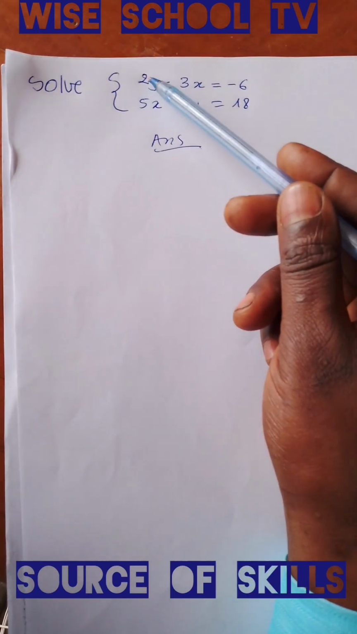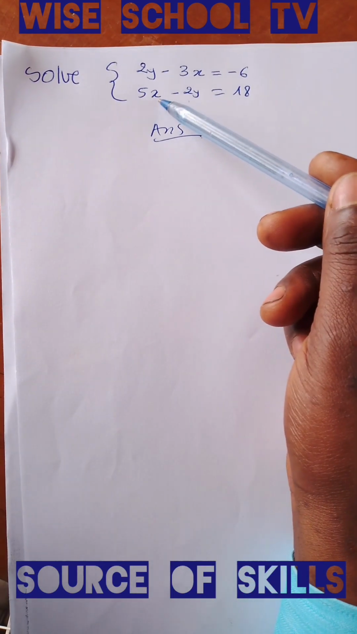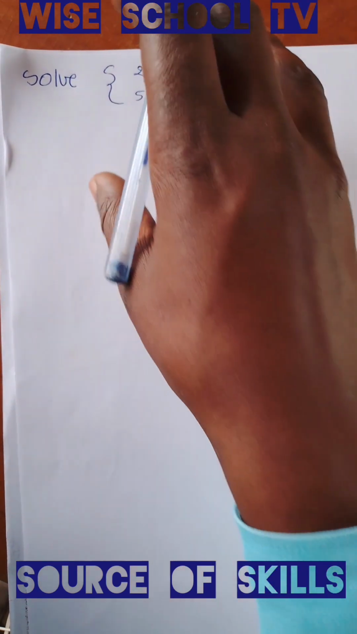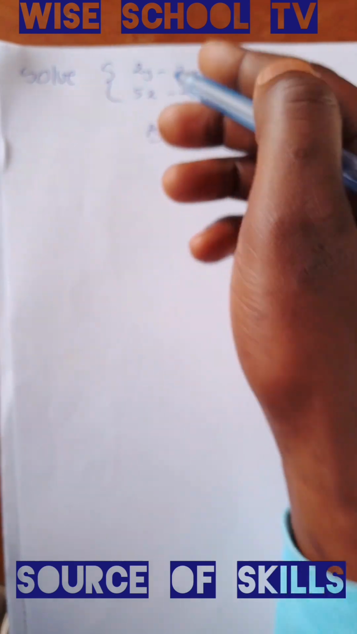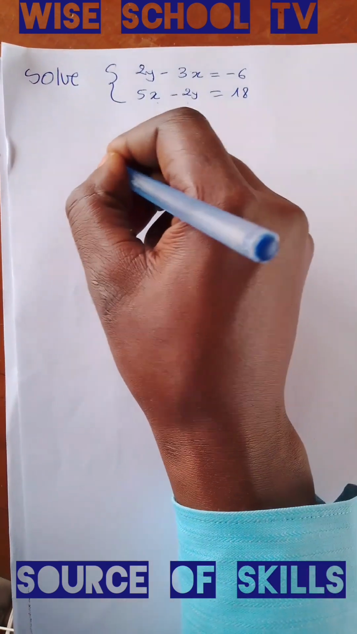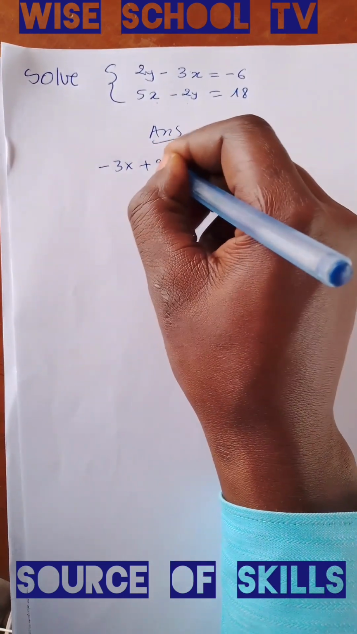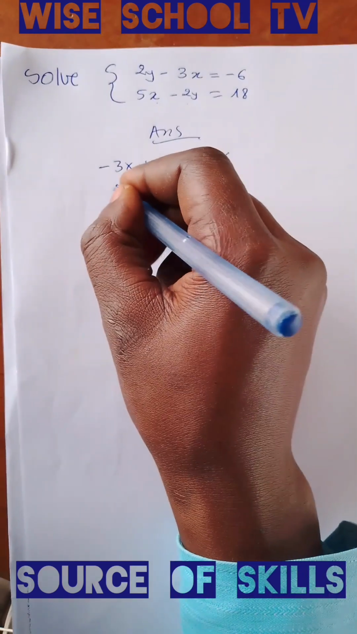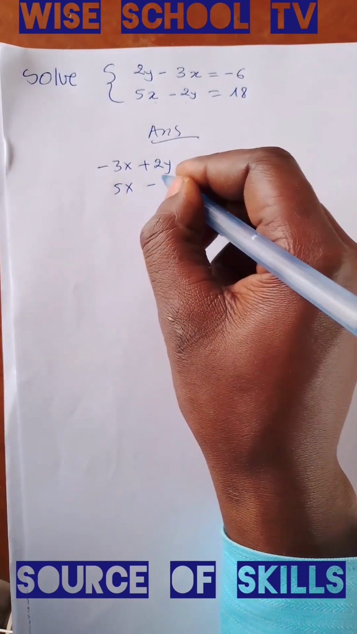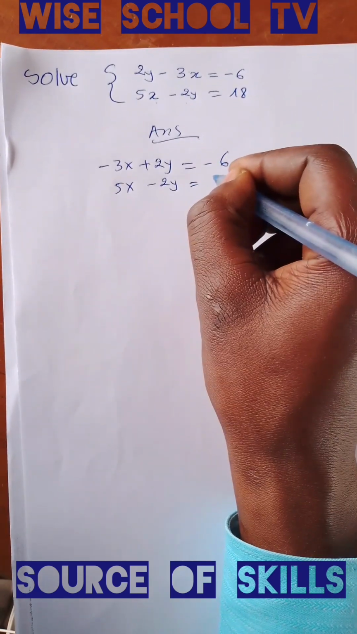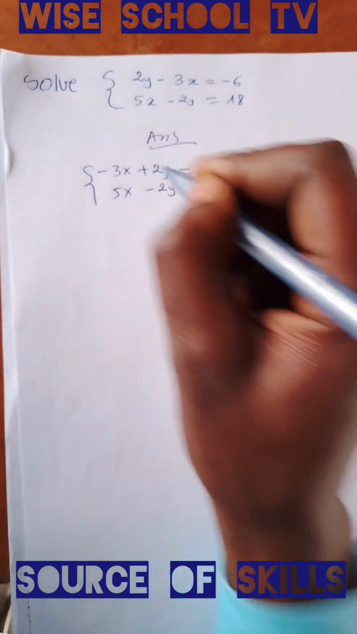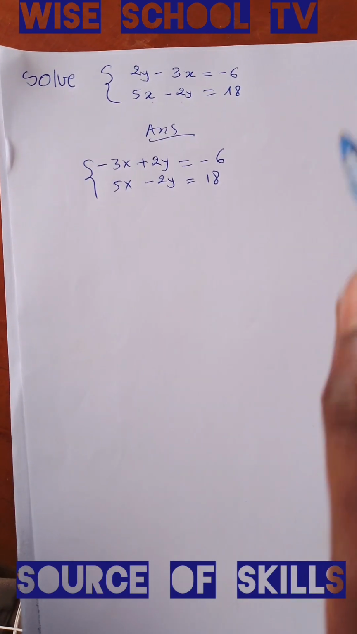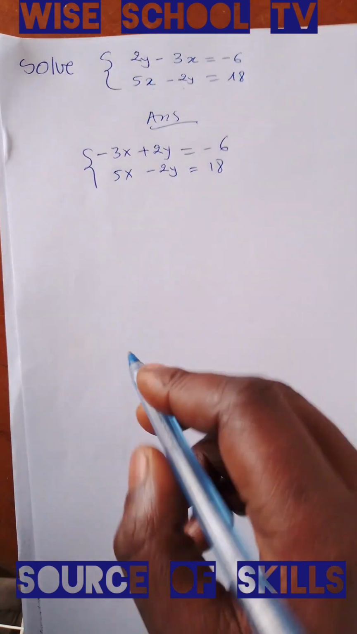Here we have 2y and 5x, 3x and 2y. First of all, grouping the terms at the same level, we begin with minus 3x plus 2y equals minus 6, and 5x minus 2y equals 18. So this is a simultaneous equation. We can solve this by using the elimination method. How do we solve this by using the elimination method?